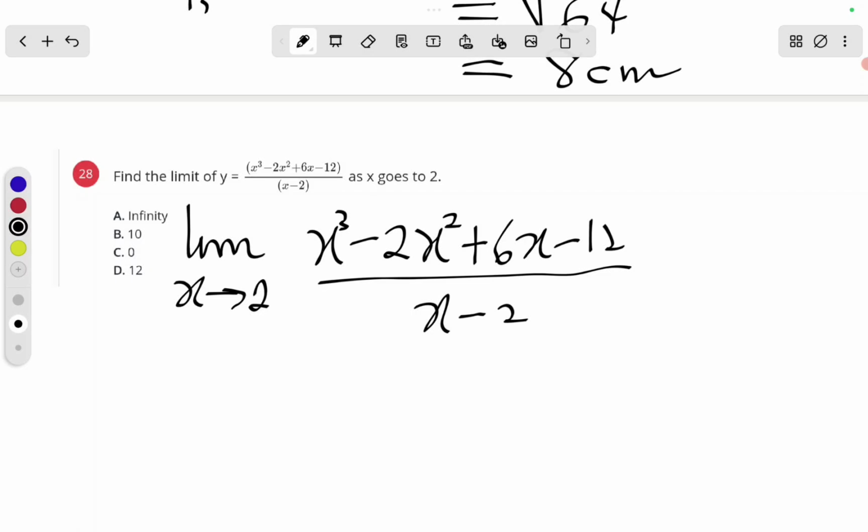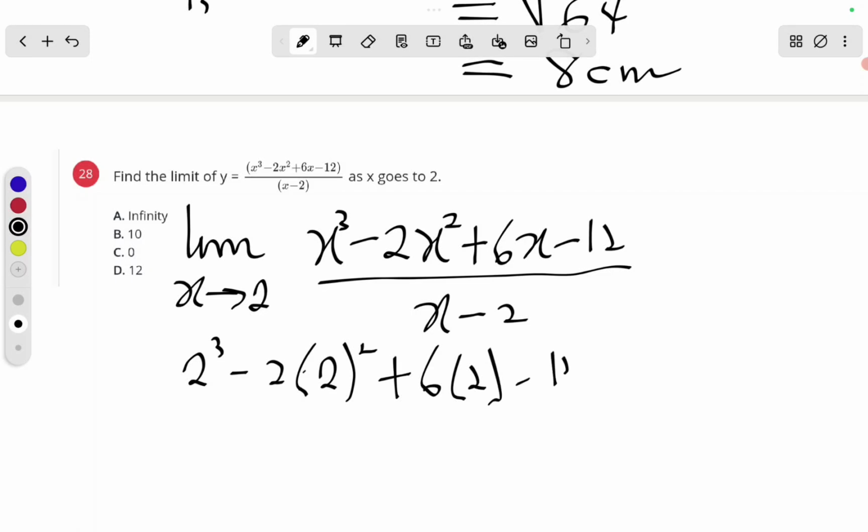Now if I apply direct substitution, as if I put the 2 directly in it, whenever you see x, you put 2. So you're going to have 2 to the power of 3 minus 2 times 2 to the power of 2 plus 6 times 2 minus 12 over 2 minus 2. Solving this out, we're going to have 0 over 0.